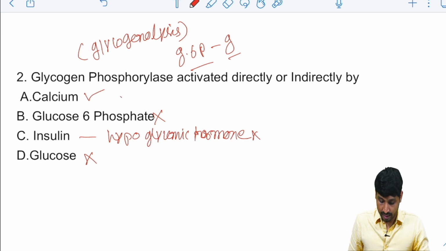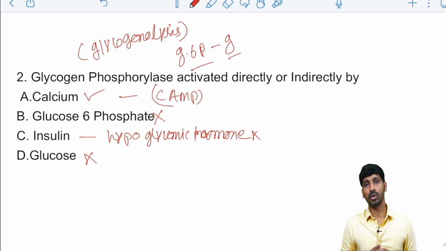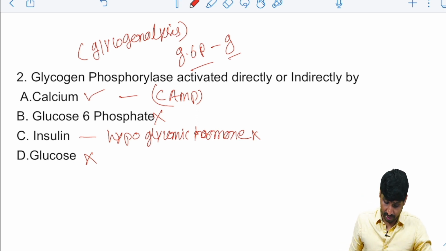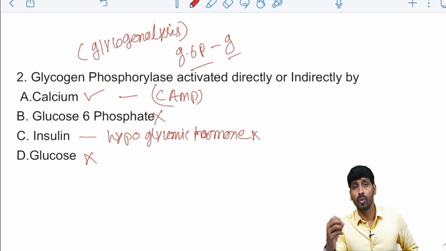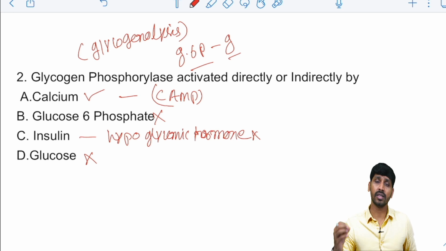Otherwise, you can say cyclic AMP, this is another option. If they have asked, cyclic AMP would also be a better answer compared to calcium, okay, especially for muscle glycogen phosphorylase. So why? Because in muscle, calcium is released from the sarcoplasmic reticulum during excitation contraction of muscles. At that time muscles require energy.